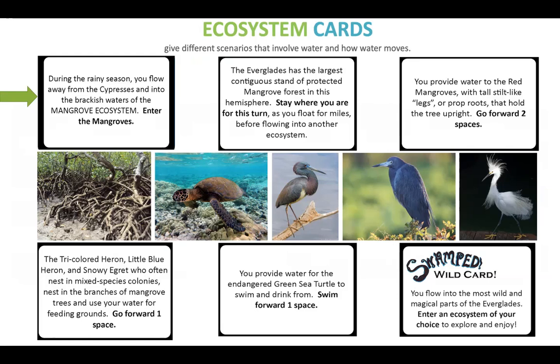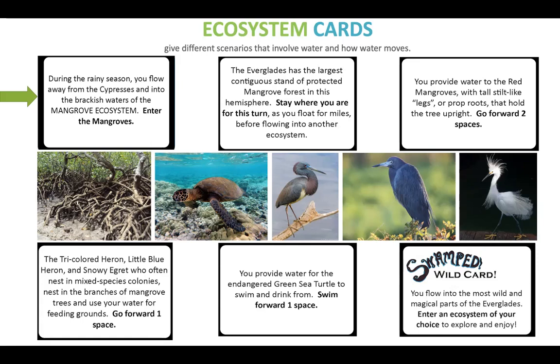Yeah, for sure. So the ecosystem cards, each ecosystem has its own set of cards, and each card tells you something that might happen to a drop of water or some way that water interacts with the plants or animals or ecosystem as a whole. So you can see there's a wide array of what could happen in the ecosystem and how the concept of water is being used in the cards.